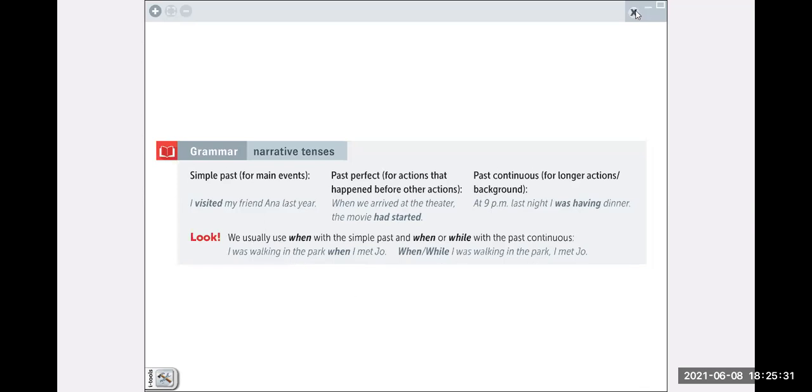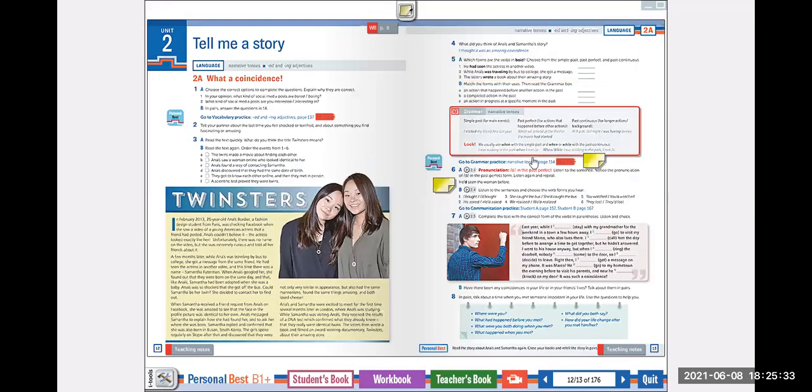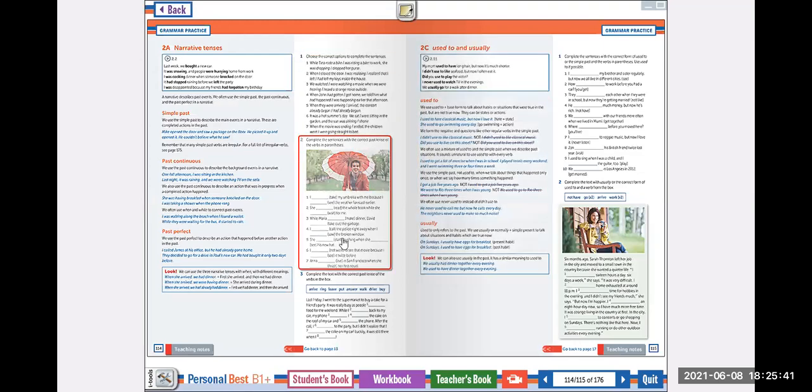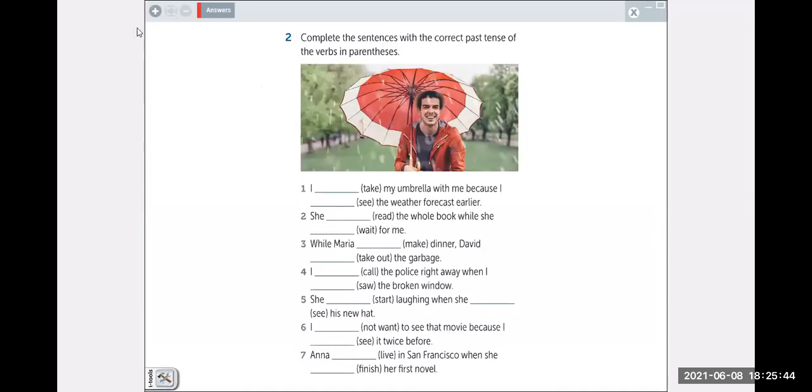We are going to practice this on page 114. Let's go to page 114. Here we have 3 exercises. I want you to do exercise number 2. Okay, complete the sentences with the correct past tense of the verbs in the parentheses. So in these sentences, you can use the past perfect, the past simple, or the past continuous. Okay, I'm going to give you some minutes so you can complete this exercise, and then we are going to check.